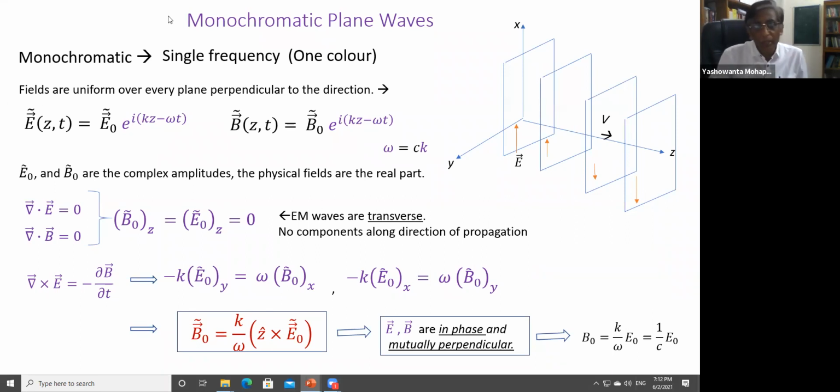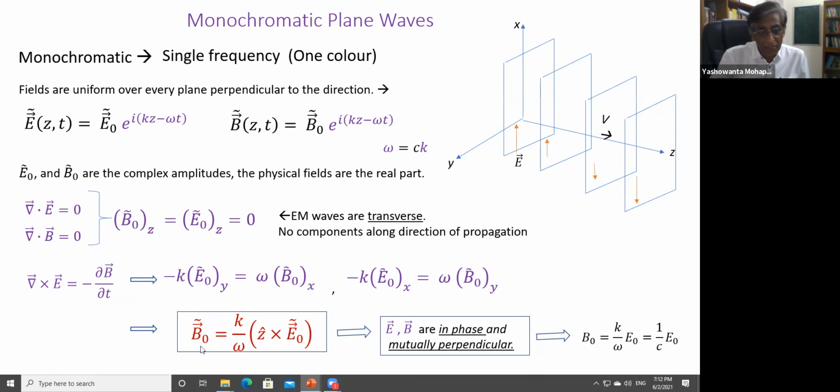So going over it again, this is what will help you solve problems also. For monochromatic plane waves, you can write down E(z,t) and B(z,t). The dispersion relationship is linear, omega is equal to ck. E naught and B naught are complex amplitudes, and the fact that divergence of E and divergence of B are zero gives you the result that electromagnetic waves are transverse. If you use del cross E, you get the space part, and that gives you minus k E naught y, and the time derivative part will give you omega B naught x for both.